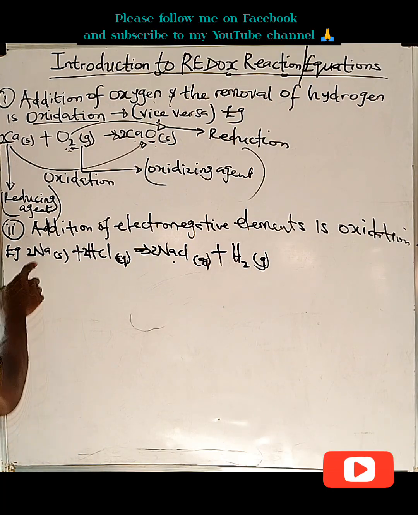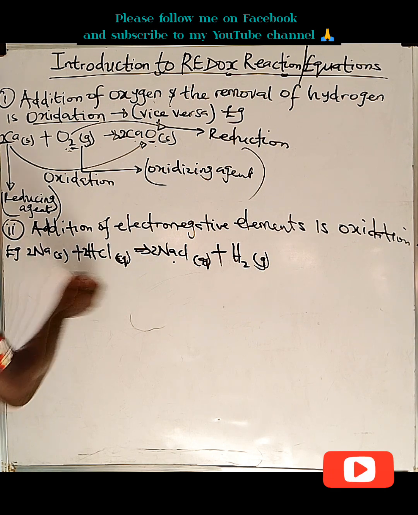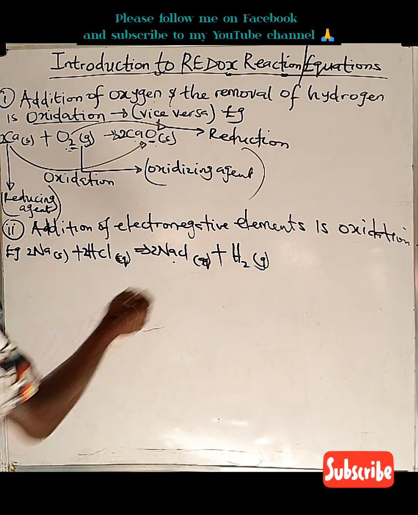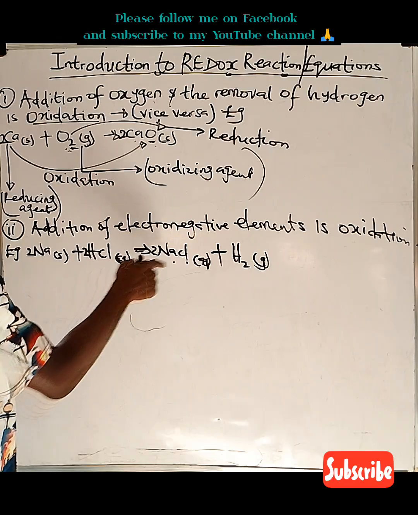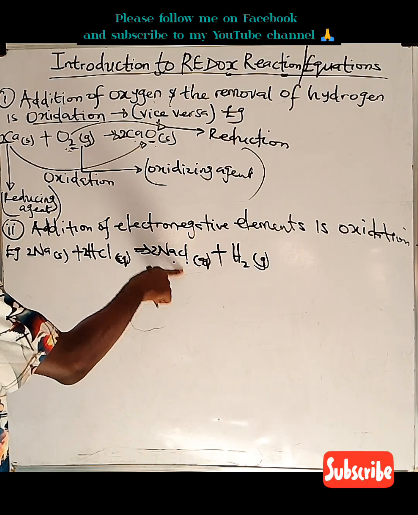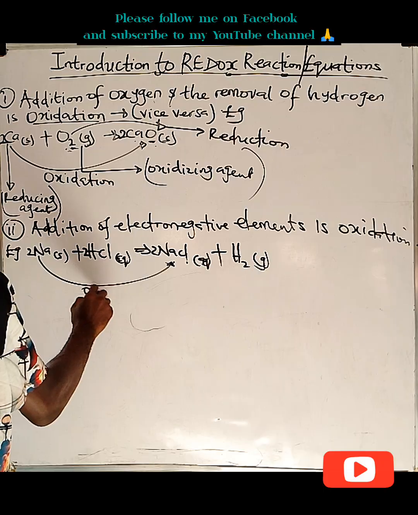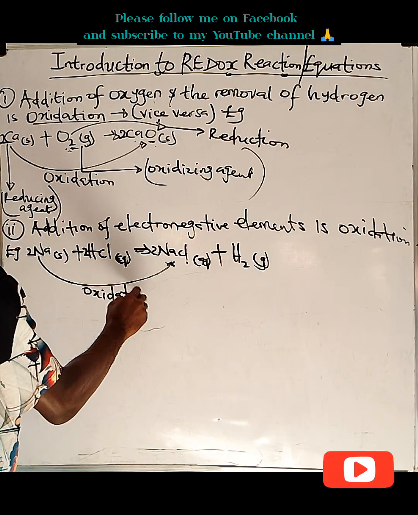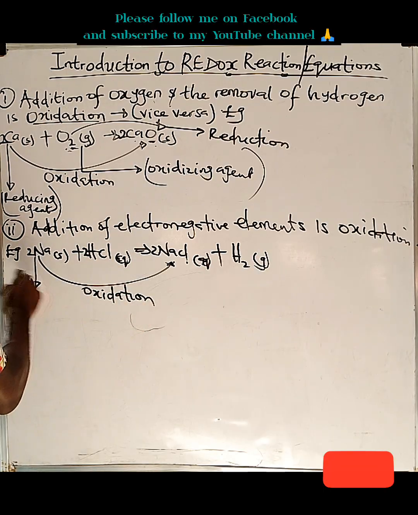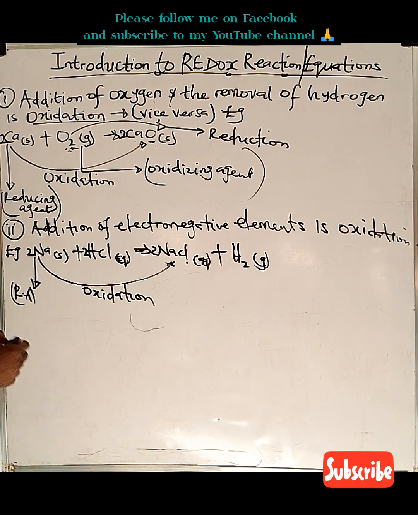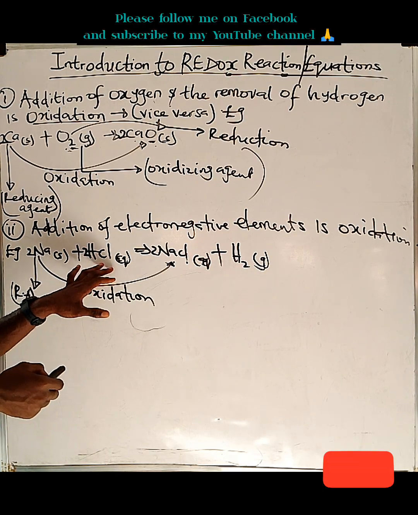So this sodium on the reactant end gave us sodium chloride. So chlorine has been added to sodium on the product end. That means sodium passed through what we call oxidation. Sodium became oxidized. Automatically, sodium is a reducing agent, RA. It's a reducing agent. And when you look at hydrogen chloride, that's HCl.